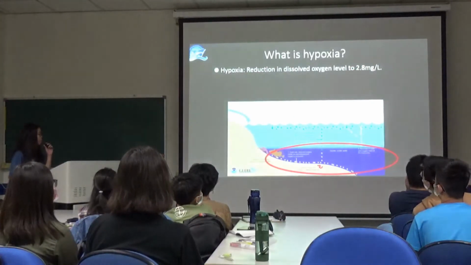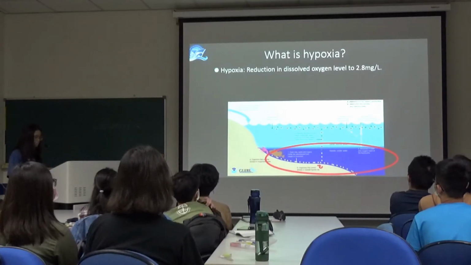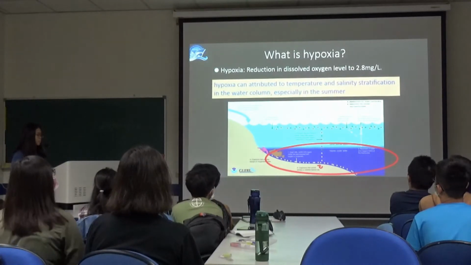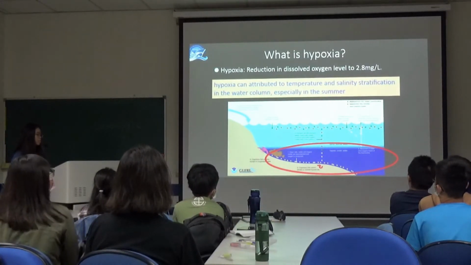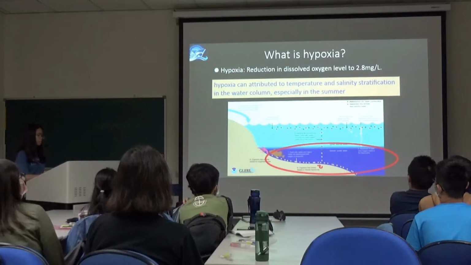So first, what is hypoxia? Hypoxia is a reduction in dissolved oxygen level to 2.8 micrograms per liter. And hypoxia can be attributed to temperature and salinity stratification in the water column, especially in the summer. And here is the hypoxia area.